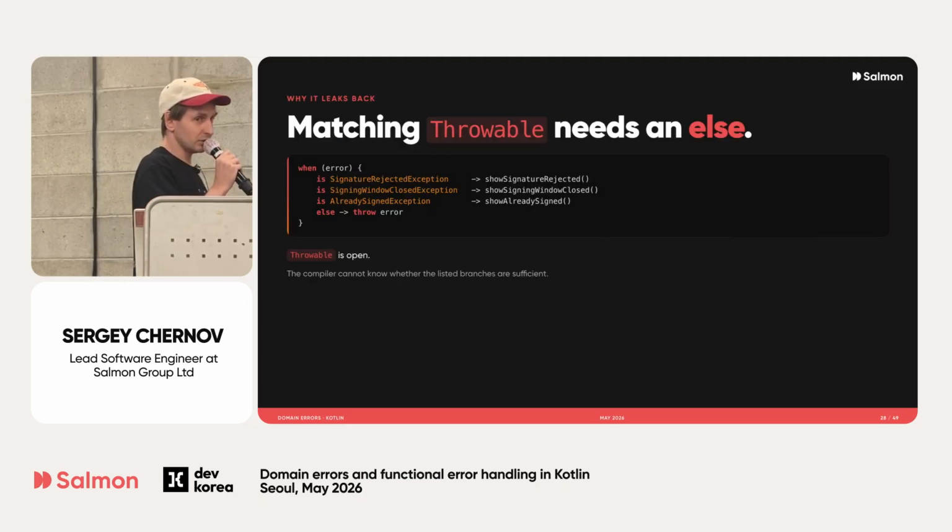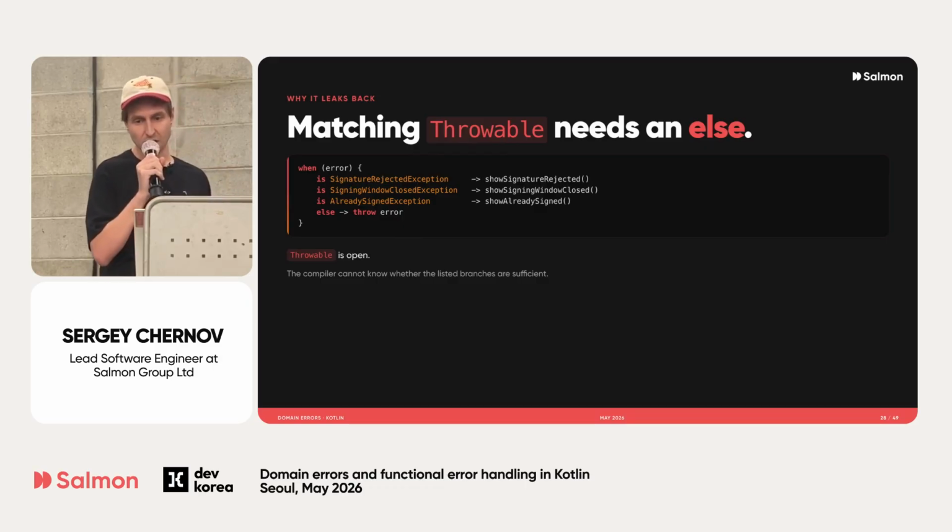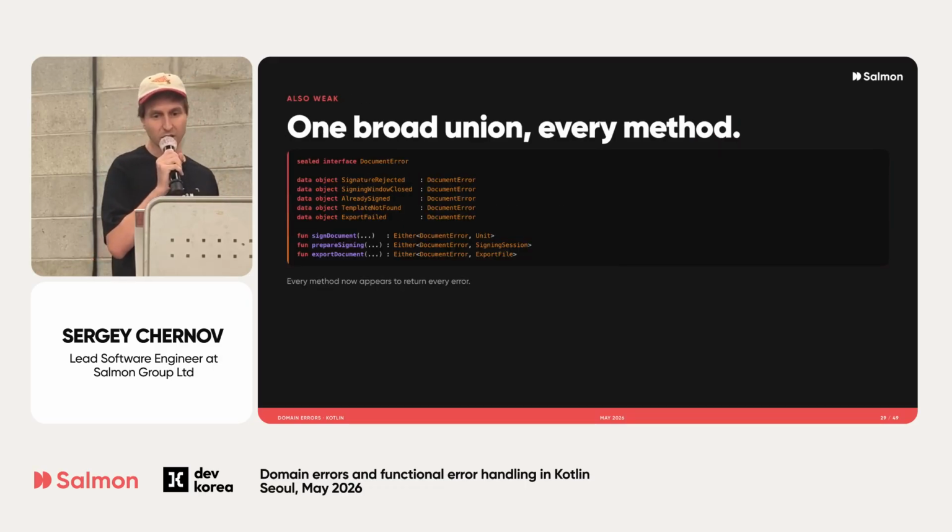So what are the other typical mistakes? Some other people say, okay, we will use a broad union type for all the methods the class has. We will return the one union type. For example, here we can invent a document error, and we have like 3 methods, and we will reuse it in all methods because we don't like repeatable code. We want to reuse something, right?